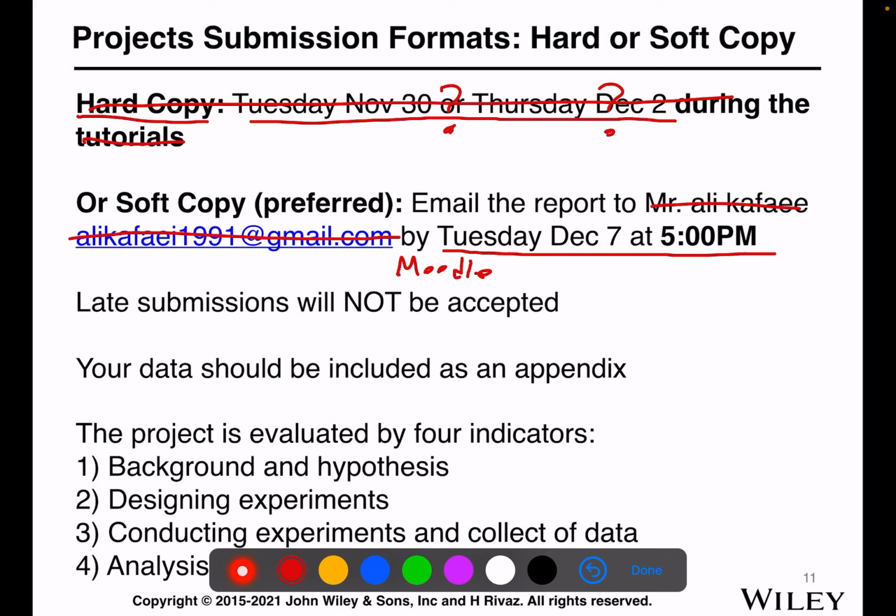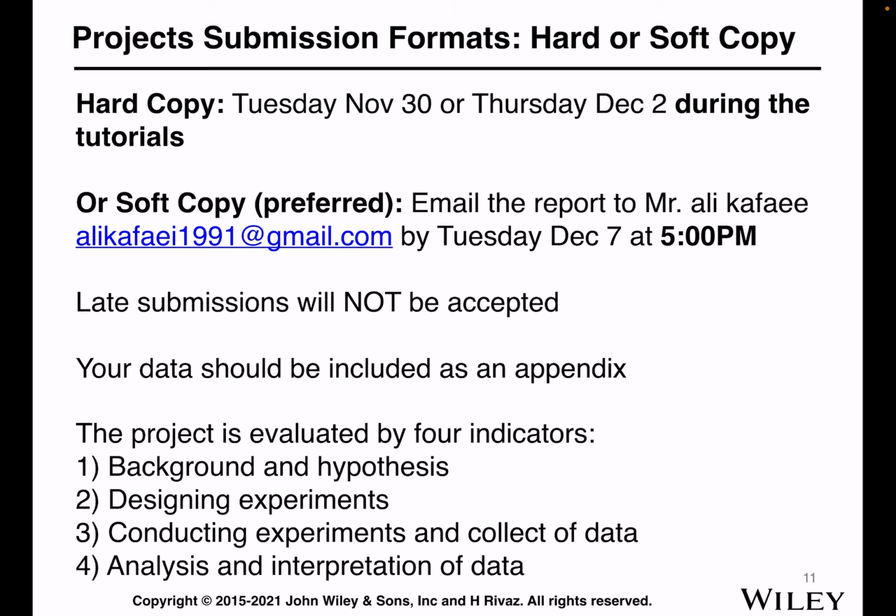And late submissions will not be accepted, and you should include your data points in your report, either as an appendix or in your report. And basically, your project will be evaluated by 4 indicators: background and hypothesis, designing experiments, conducting experiments and collection of data, and analysis and interpretation of the data, right?